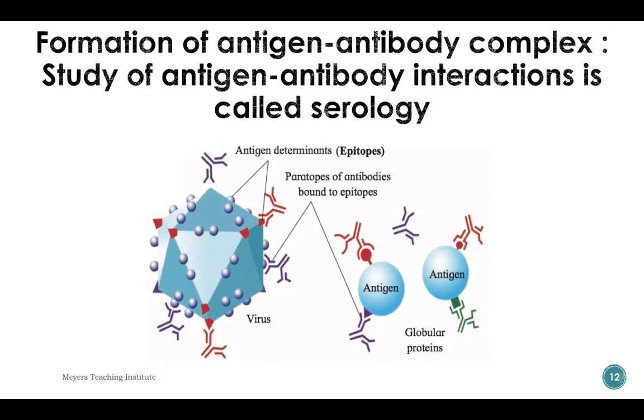The variable region enables the antibody to recognize the specific antigen and bind to it in a lock and key manner, forming the antigen antibody complex. And that is how the antigen antibody complex mechanism works.